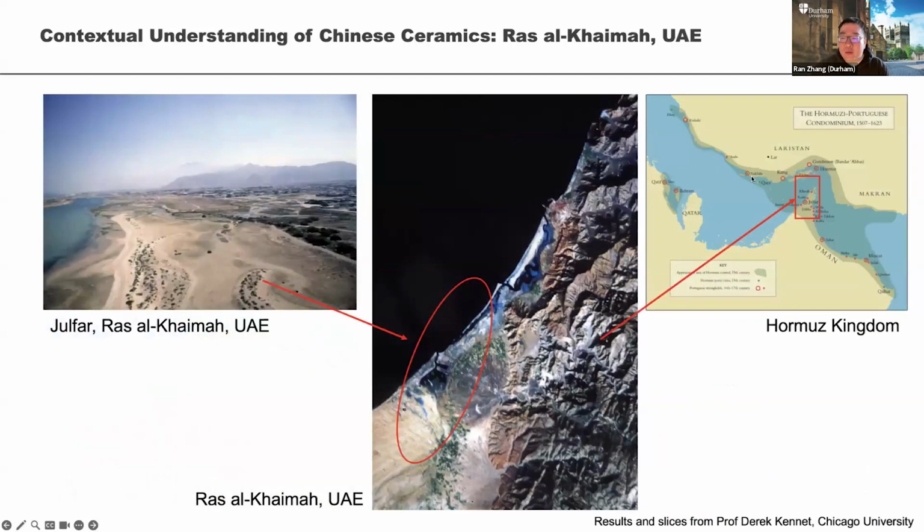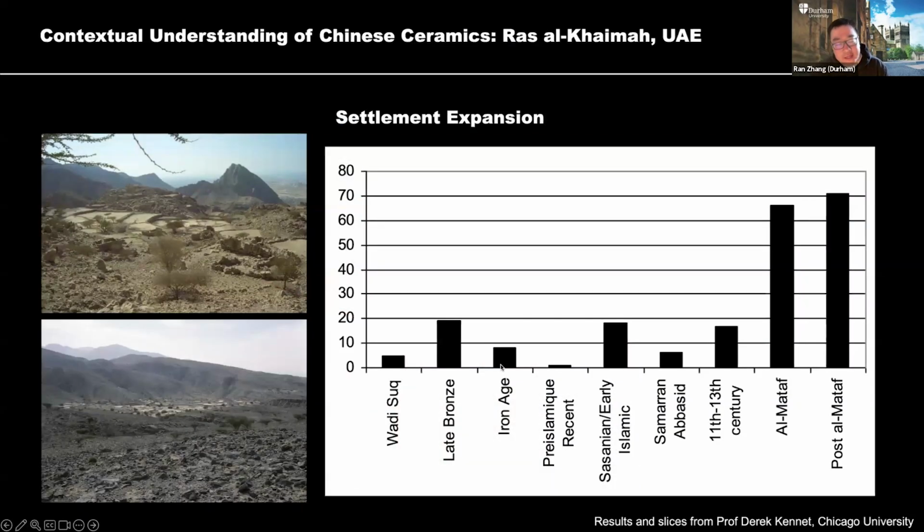So this location. If you remember the territory of the Hormuz Kingdom, then you get this Ras al-Khaimah, and this is the location of Julfar there. From the archaeological understanding, we can see the occurrence of Chinese ceramics on the site is actually parallel with the expansion of population, settlements, agriculture, and economy. And although Julfar is not recorded in history, we find it archaeologically very important.